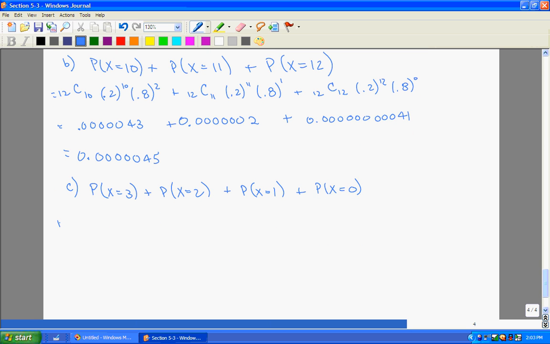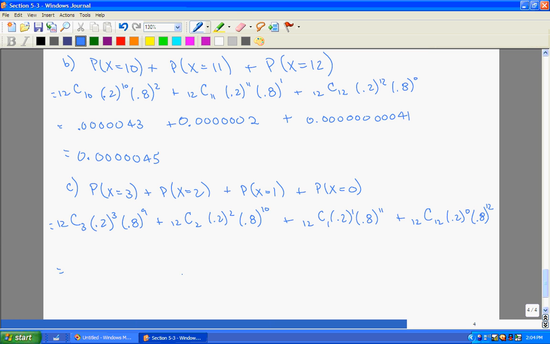So for this first one, I would set up 12C3, 0.2 to the third for the number that he gets right, 0.8 to the 9th for the ones that he gets wrong, and then 12C2, 0.2 to the second for the ones he gets right, 0.8 to the 10th for the ones he gets wrong, and then 12C1, 0.2 to the first for the one he gets right, 0.8 to the 11th for the ones he gets wrong, and then finally 12C0, 0.2 to the 0, he gets none of them right, and 0.8 to the 12th. Let's see what we get.